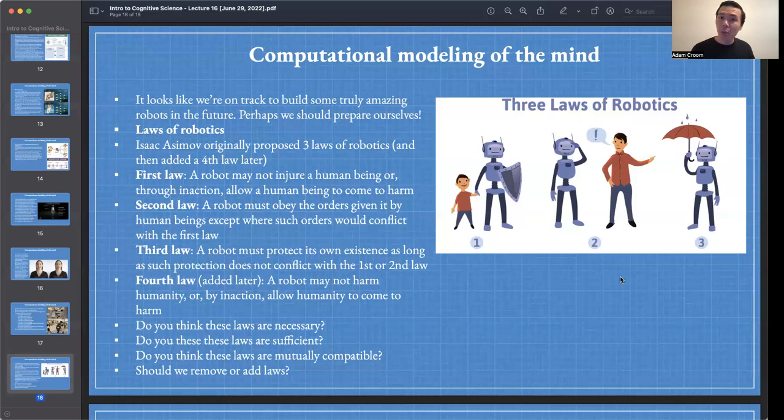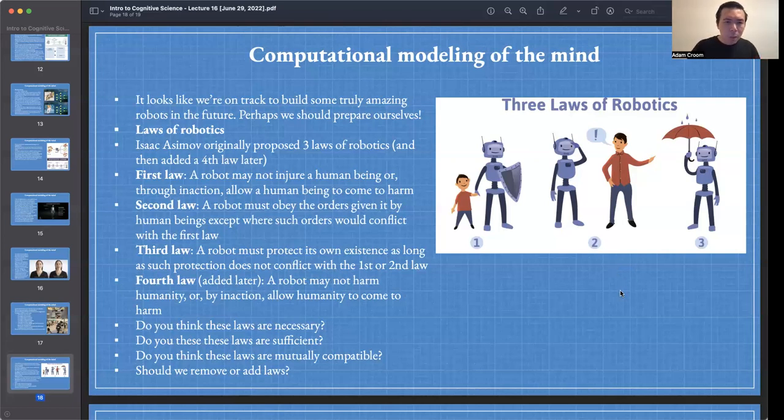But what if humans are the ones that are causing harm to humanity, right? So there's an issue here where a robot's not supposed to harm humans, but also not supposed to allow humanity to come to harm. But what if humans are harming humanity, right? The question is, are these laws constructed in a way that they're compatible with each other, or are they mutually exclusive?